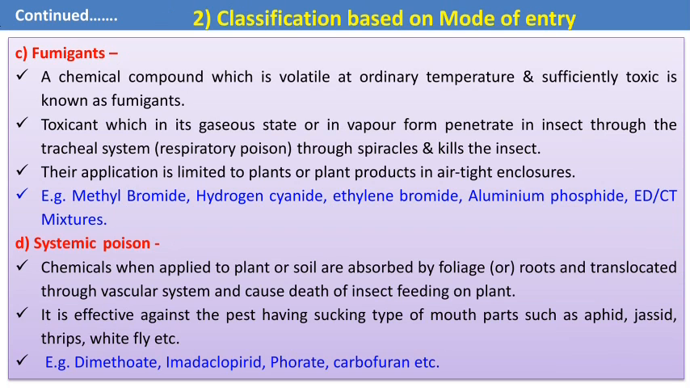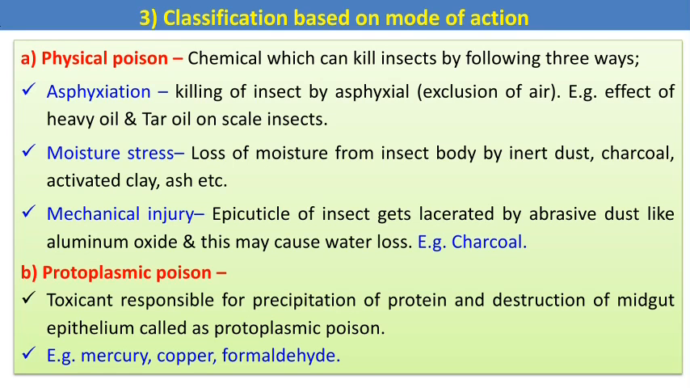Next category is systemic poisons. The chemical, when applied to the plants or the soil, is absorbed by the foliage and roots and translocated through the vascular system and causes the death of insects feeding on the plants. It is very effective against sucking type mouthparts insects like aphids, jassids, thrips, whitefly, mealybug, and scale insects. Dimethoate, imidacloprid, phorate, and carbofuran are the systemic insecticides.